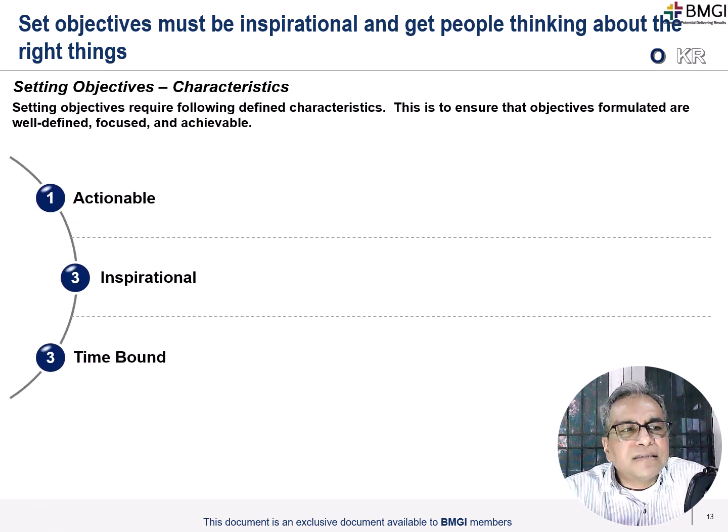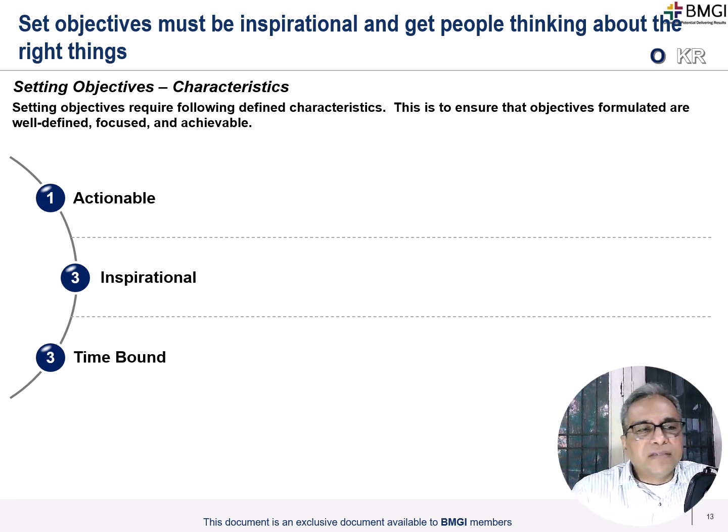Some of the characteristics of an objective, basically AIT, we call it: actionable, inspirational, and time bound. Time bound is obviously quarter. It should inspire people to take on new challenges, so you're solving some new kind of problem. You're breaking new walls, and it has to be actionable.